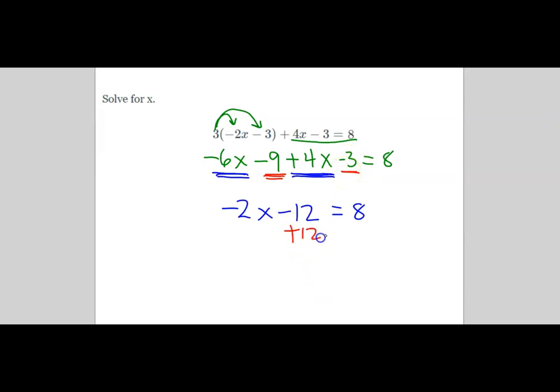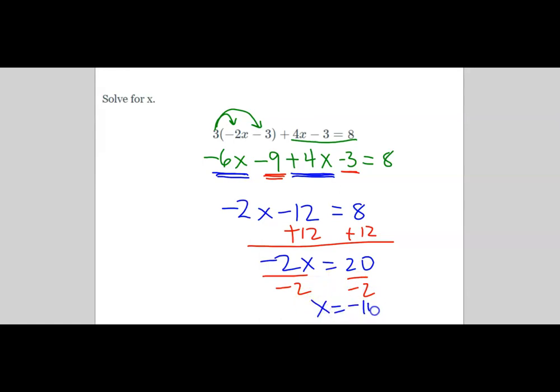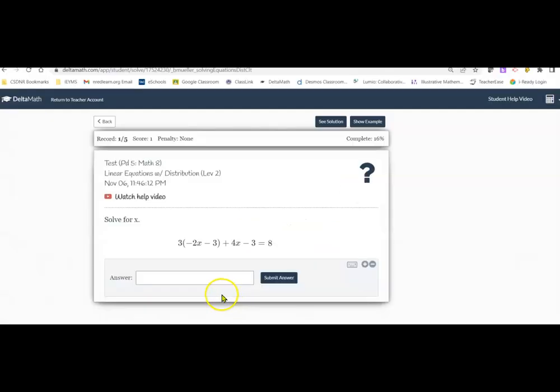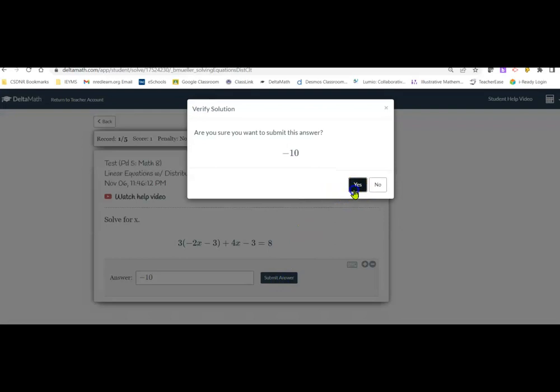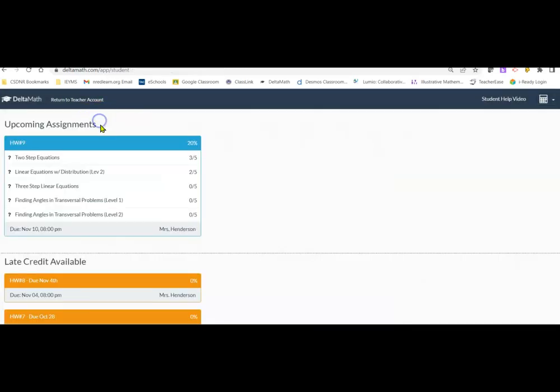Now we'll use our inverse operations. Pause the video if you need to. Use a calculator to help with the math. We'll type this in, and we're going to move on to the next lesson.